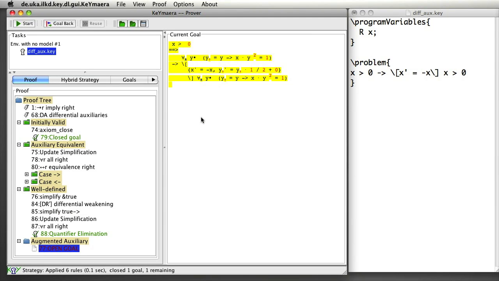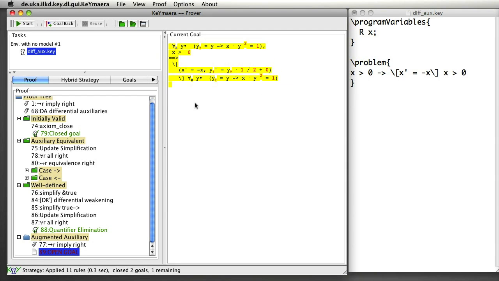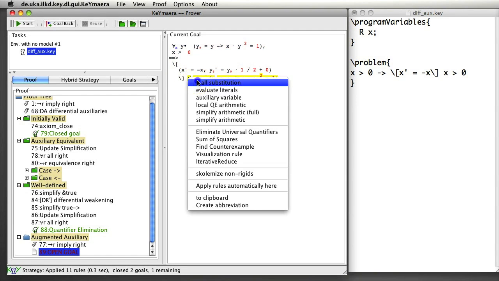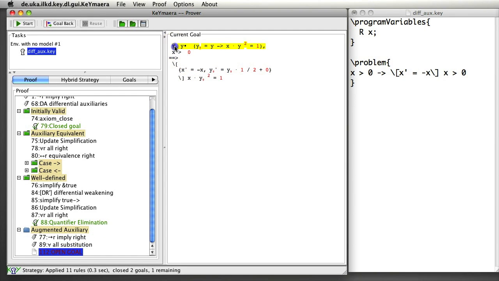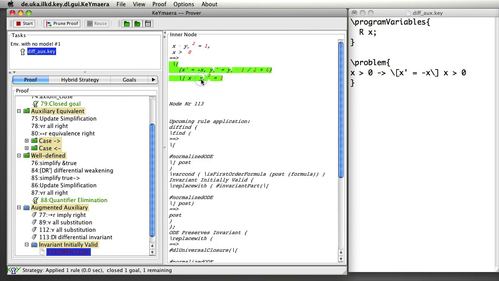And finally, we're at the last and most difficult branch of this proof. This is the part of the proof where we show that adding in that differential auxiliary variable makes it possible for us to apply the differential invariant proof rule. So let's do this by hand. Next, we get rid of these for alls by doing a substitution with a new variable. Now we can apply the differential invariant rule using x times y squared equal 1 as our differential invariant.